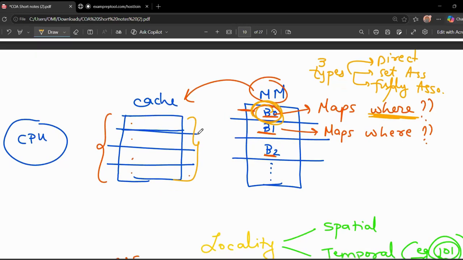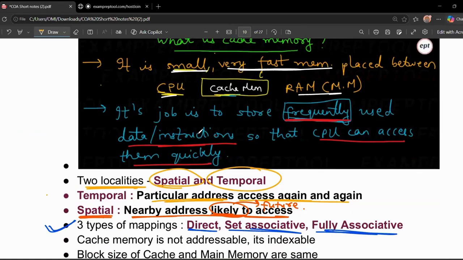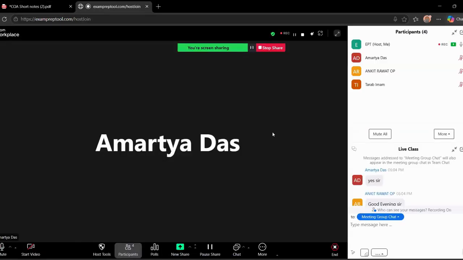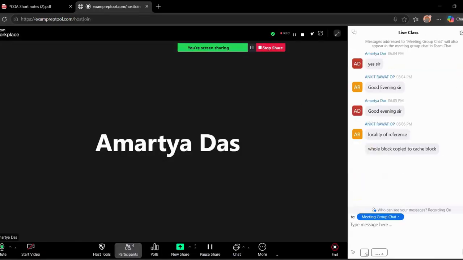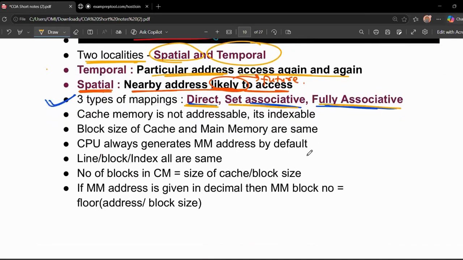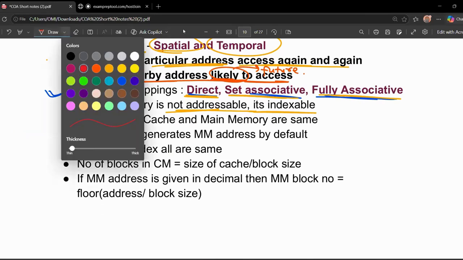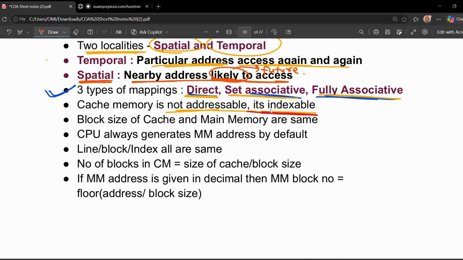Because of this, we require that particular concept: three types of mapping, direct mapping, set associative mapping, and fully associative mapping. Now we will see each one. See, cache memory is not addressable, it's indexable. Indexable means cache memory has indexes.